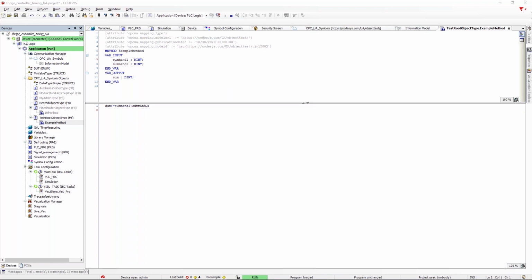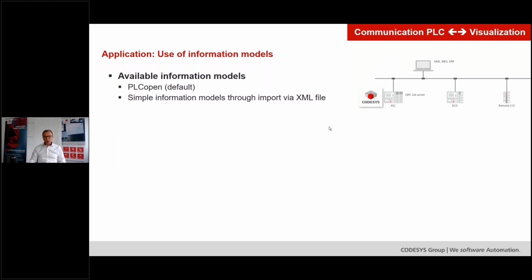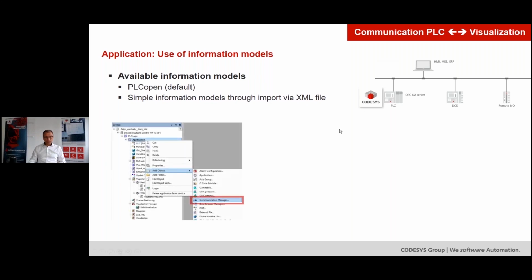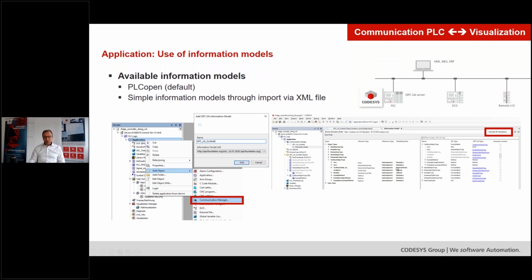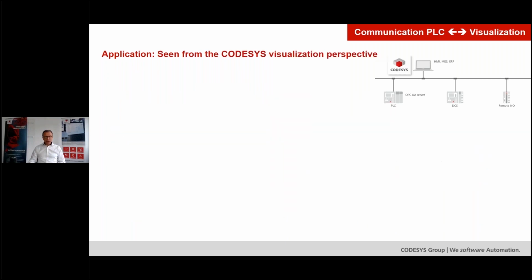Okay, so we have seen how to use the information model within the CODESYS development system by adding the communication manager, adding the OPC UA information model, and using that information model in order to bring the data inside the project by the button generate IEC declarations, and then have these declarations and just instantiate them. Okay, this was the view between the communication of PLC and visualization from the PLC side.